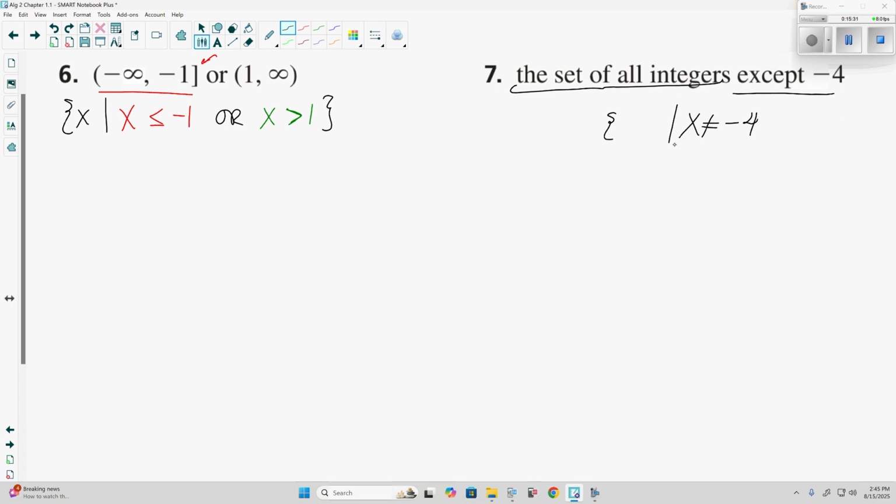Now we just need to set up the rest of it. So our group, x, is an element of the what? Integers. So our Z with an extra line, x is an element of the integers such that x is not equal to -4. For all values of x in the integers, x is not equal to -4. That's it.